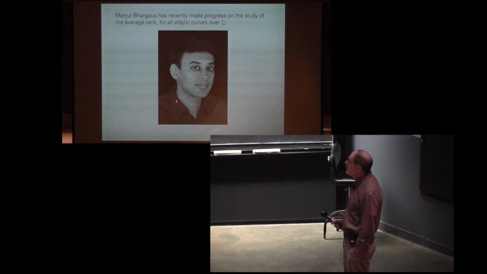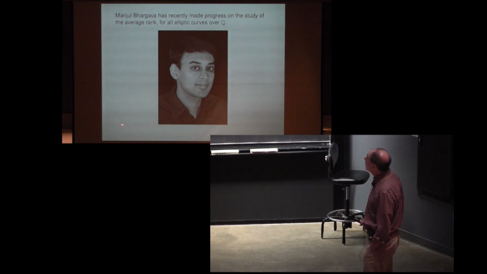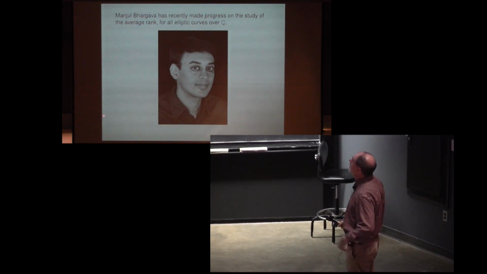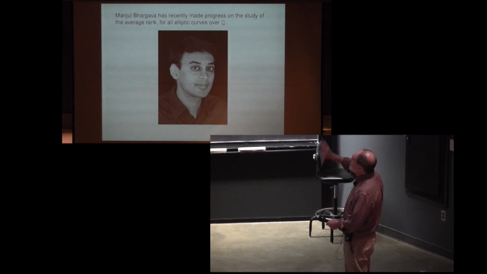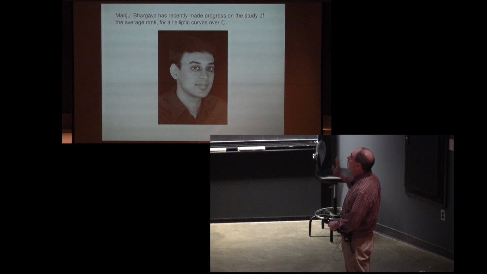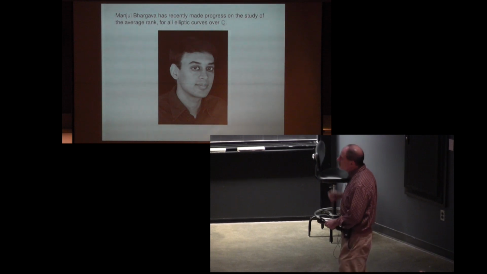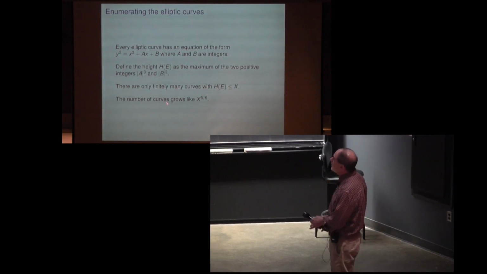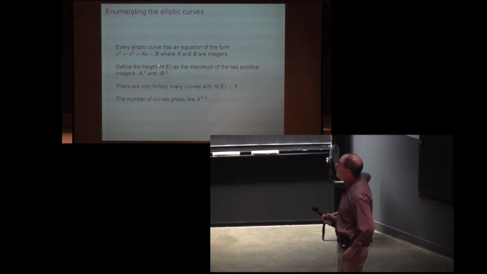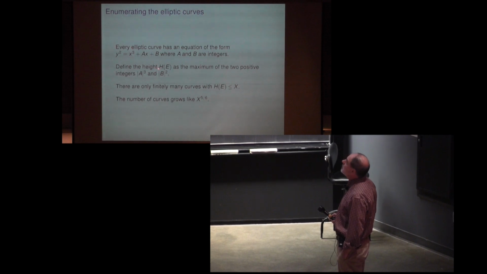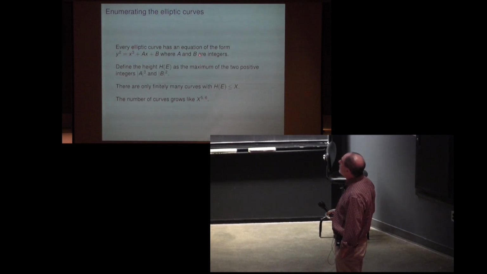And I'm going to finish by talking about some beautiful work of Manjul Bhargava, who's made progress not on the rank of a given curve, but on the average rank, where you average over all elliptic curves over the rationals. This is a really interesting new idea, independent of the Birch and Swinnerton-Dyer conjecture. And the first thing Manjul had to do to define an average was to enumerate the curves in a sensible way. So every curve can be written in this form where a and b are integers.